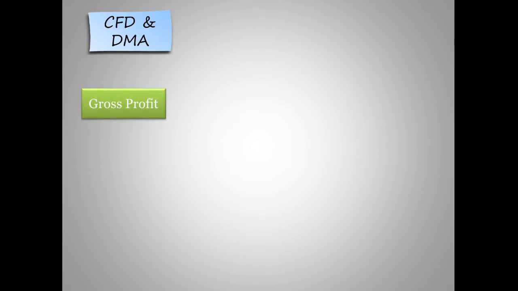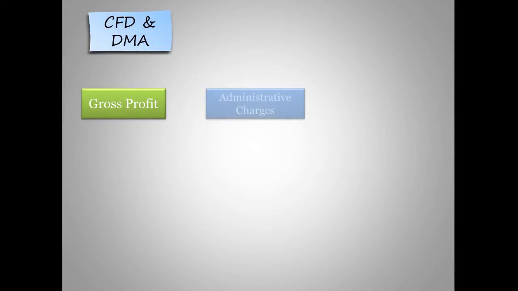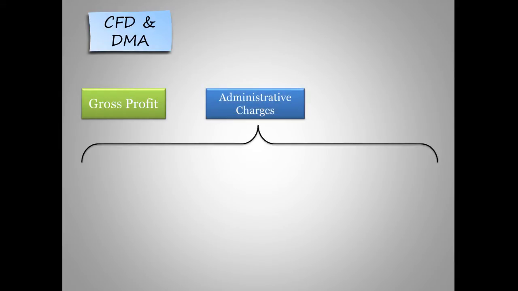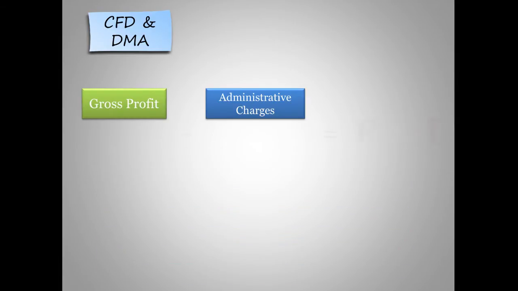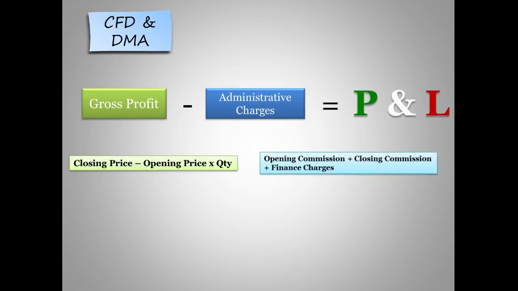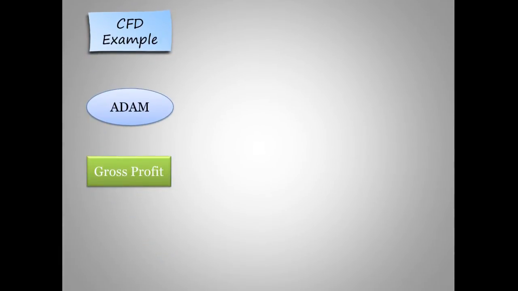First, we would have the gross profit, which consists of the difference between the closing price and the opening price multiplied by the quantity. Administrative charges would have to be subtracted from this total to obtain the net profit or loss. These administrative charges would include the opening commission, closing commission, and the related finance charges. The final equation will look something like this. This is how your profit and losses are realized. Let us go through a quick simple example.